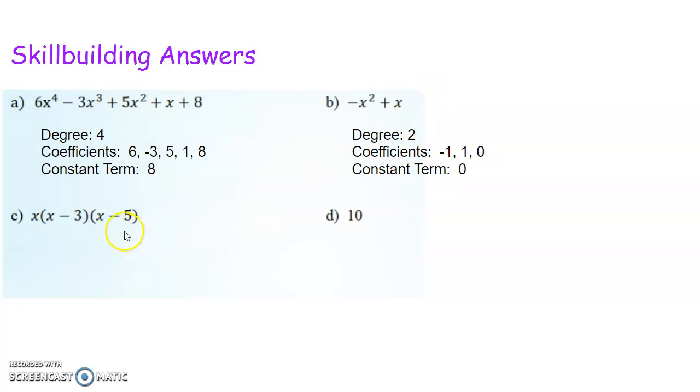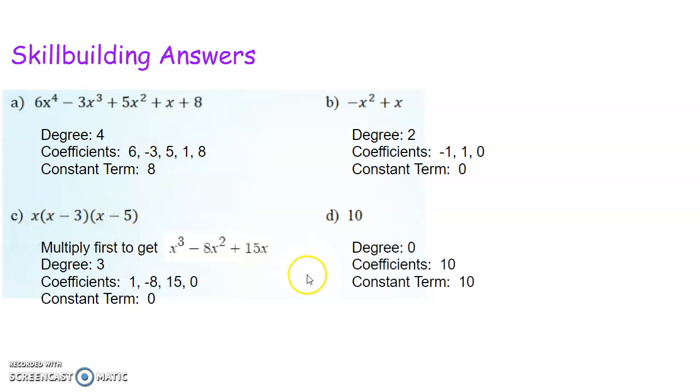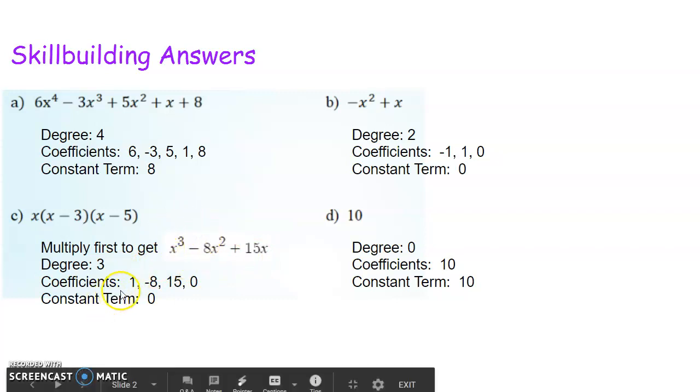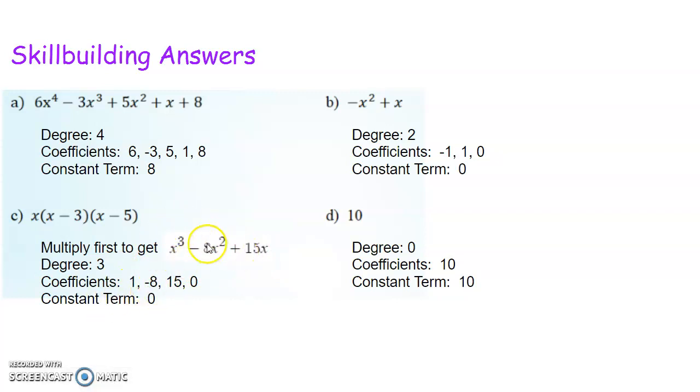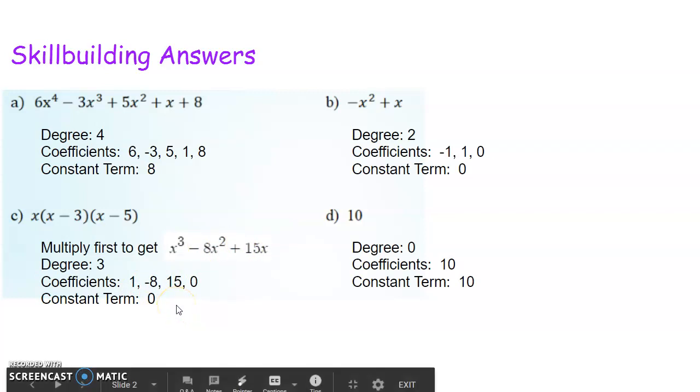Letter C looks a little different than the rest of these. I need to make it look like letter A. So I would go ahead and FOIL these two first, and then multiply that answer by x. And when we do that, we get x cubed minus 8x squared plus 15x. So degree is 3. Coefficients are 1, -8, 15, and 0 is also our constant term.